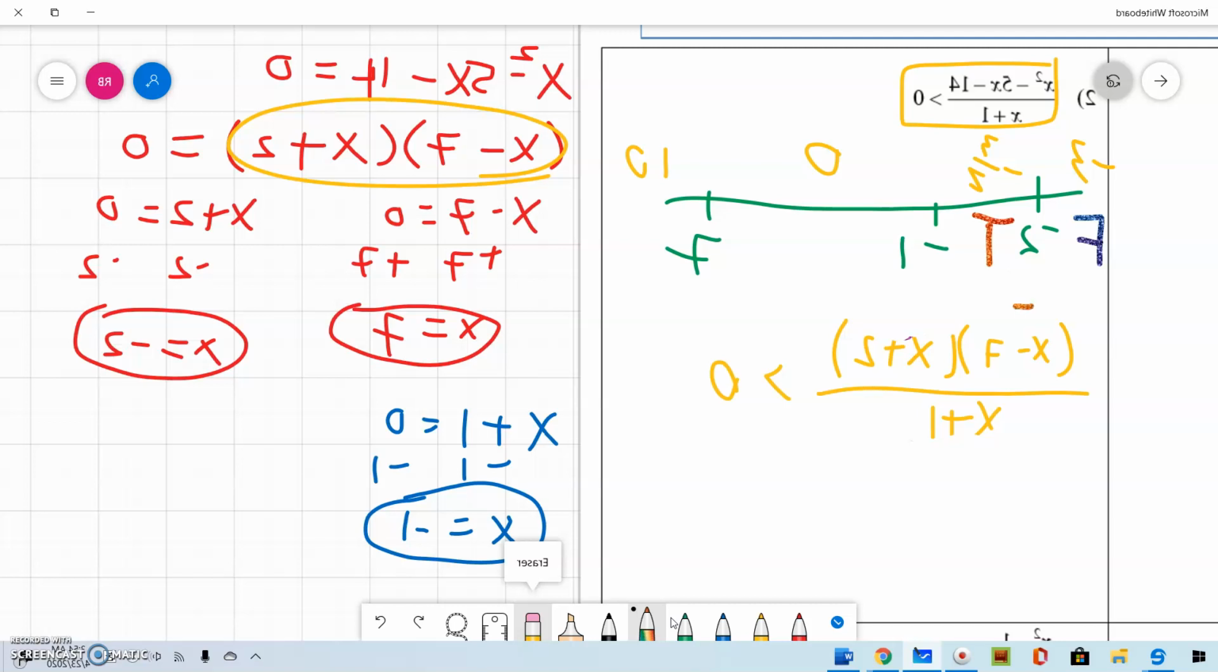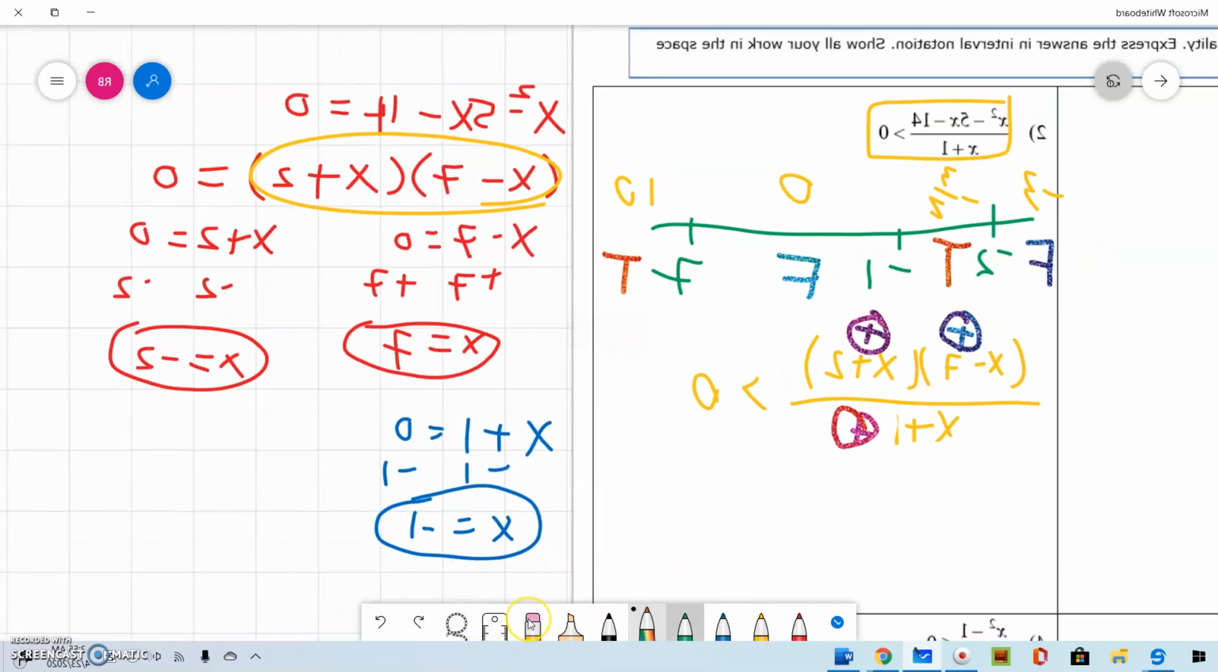So let's try 0. This is going to give me a negative number. This is going to give me a positive number. And this is going to give me a positive number. So it's negative, positive, positive, which makes the overall number negative. So it's false. Last one. Let's try number 10. So this makes it positive, positive, and positive. So everything is positive, so this is true.